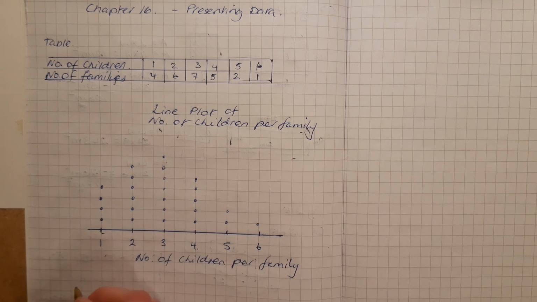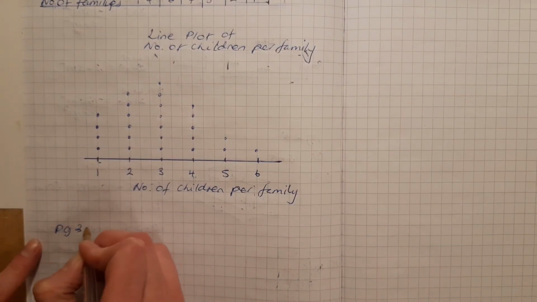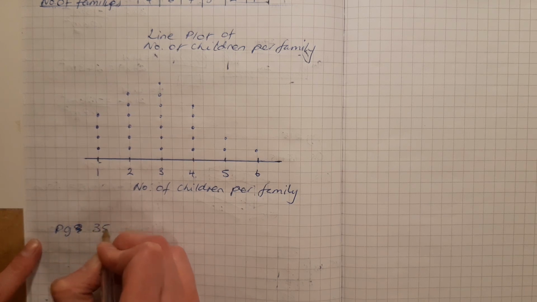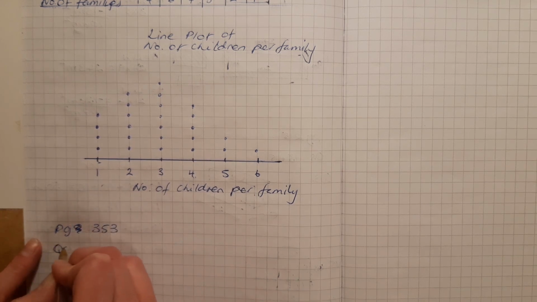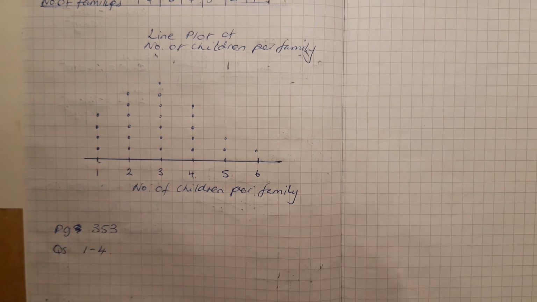In class now, you're going to go to page 353, and you're going to do questions 1 to 4. Okay, some of these you'll get done really, really fast because you don't have to draw the line plot. Others you might have to draw the line plot. But you can start now and join me live. Thank you.